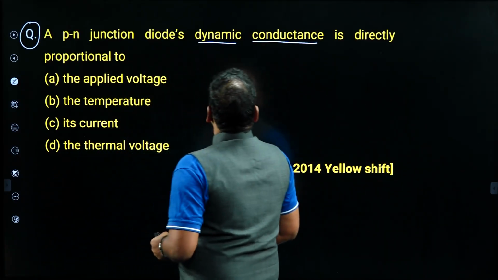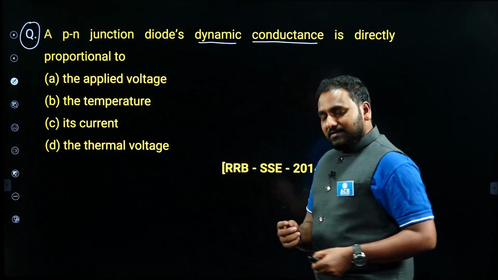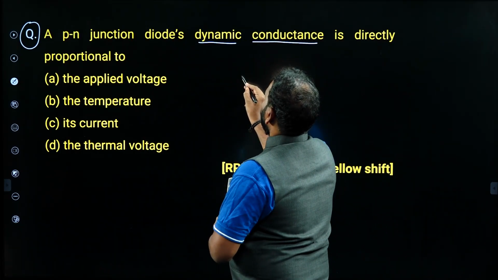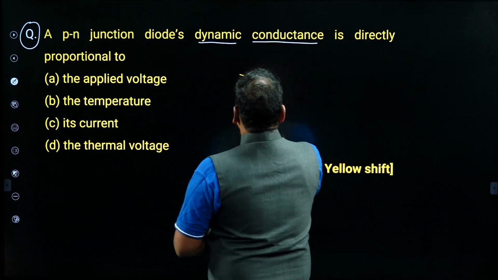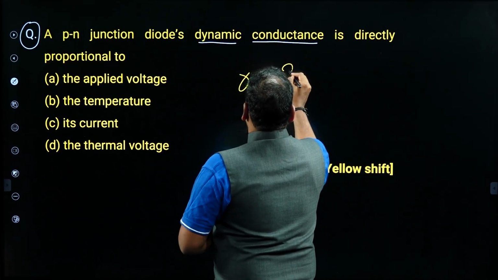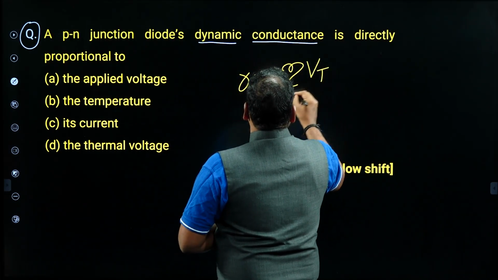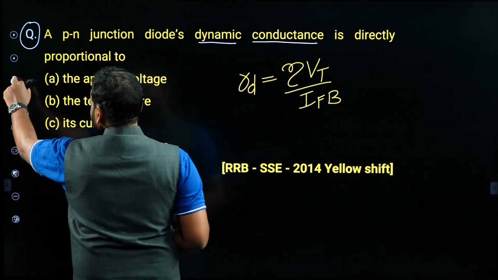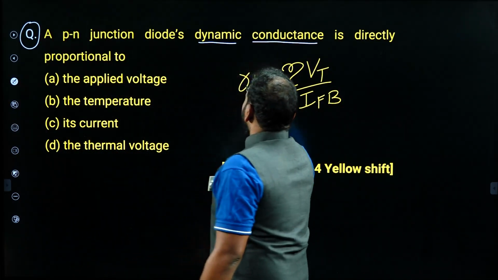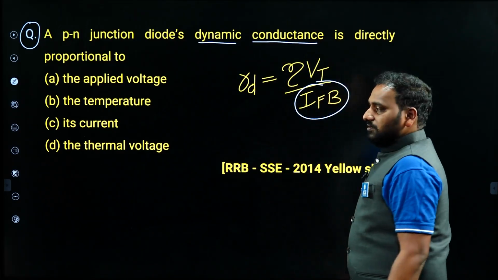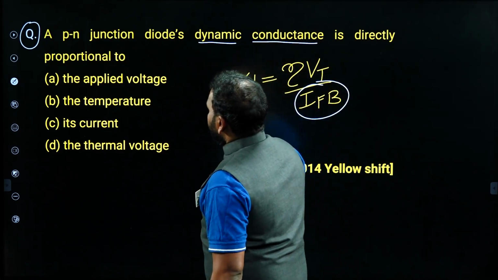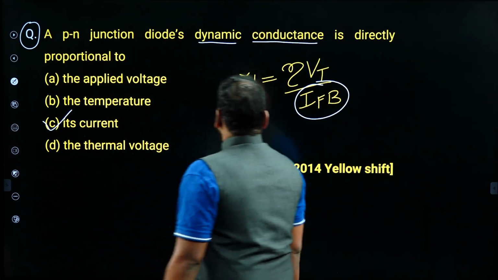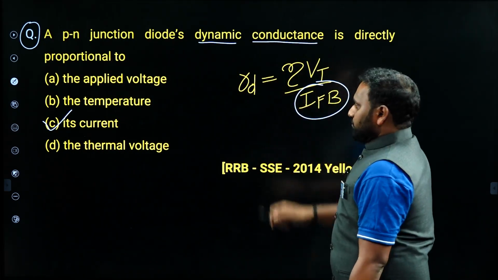See the dynamic conductance. So many students have given the correct answer. But the dynamic resistance, RD, is equal to eta Vt by If, the forward biased current. Automatically, dynamic conductance will be directly proportional to the current. Dynamic resistance is inversely proportional to the current.